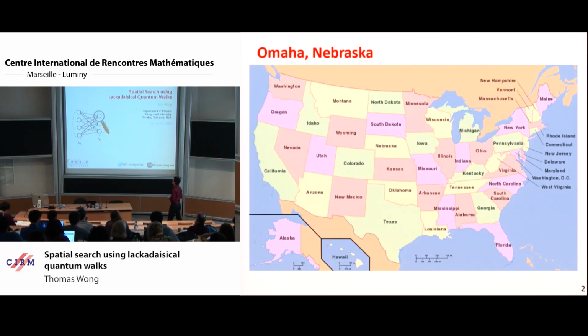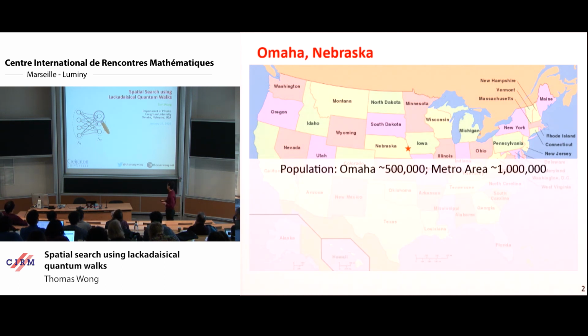So I'll be speaking about some work on spatial search. It's an algorithmic application of quantum walks. And the type of quantum walk I'm going to be using is something called a lackadaisical quantum walk. Lackadaisical is just a synonym for lazy. So it's a lazy quantum walk.